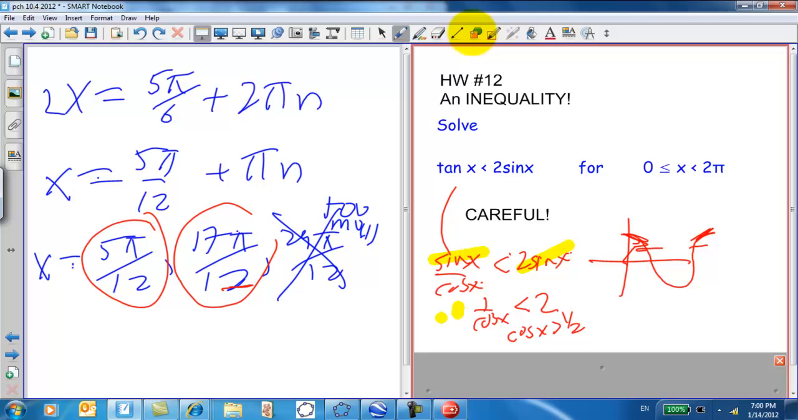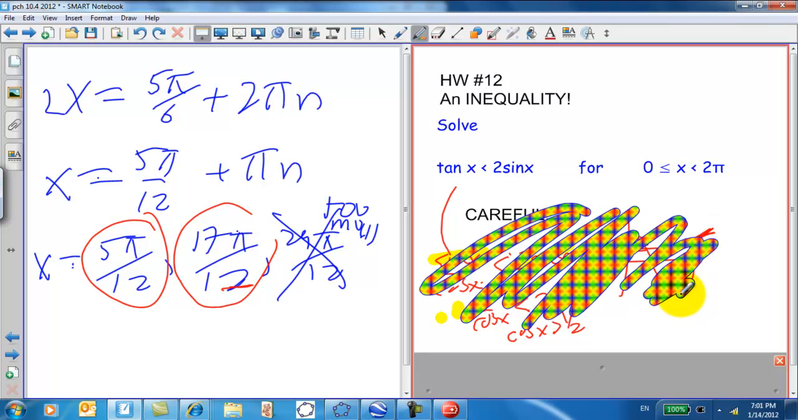Let's just cover that up. Do not divide by the unknown.